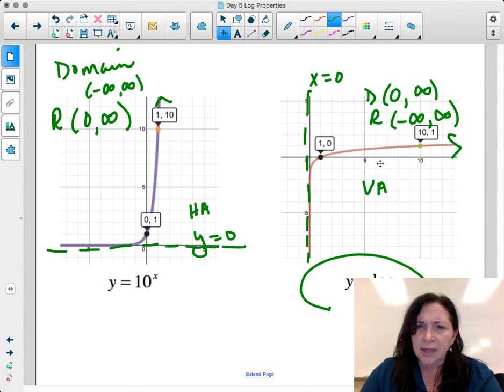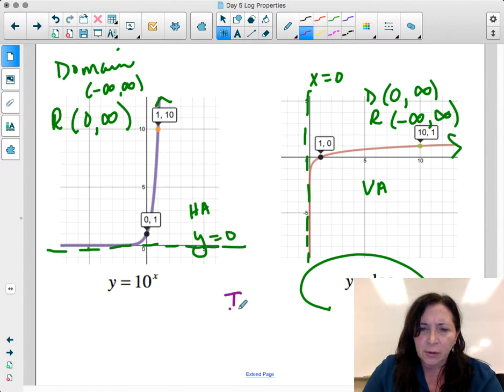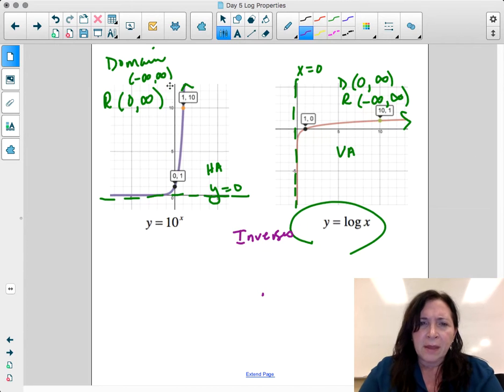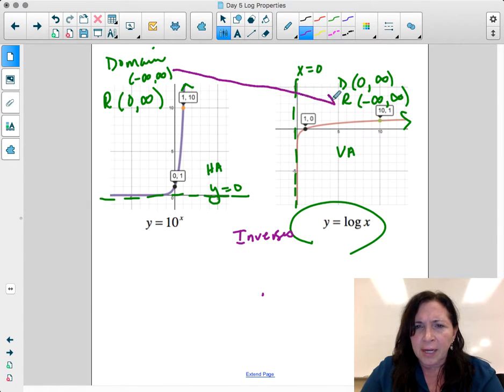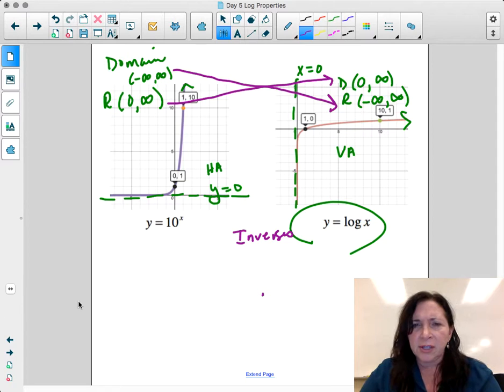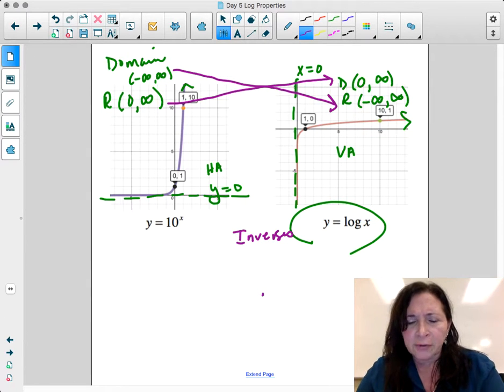Now, something to think about. If these are inverses of each other, which they are, okay, what I'd like you to consider is realizing that the domain for this equation is my range for that equation. My range for this equation is my domain for that equation. And that goes for all inverses, okay?